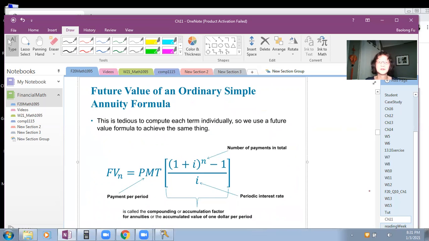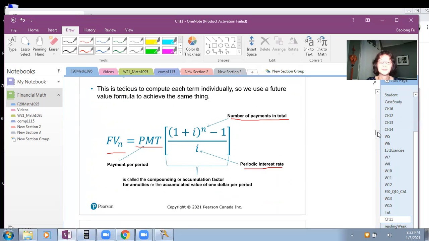Now, there is a formula to calculate future value. This formula says to calculate future value FV, you use periodic payment PMT times 1 plus I raised to power n minus 1 over I. I is periodic interest rate, n is number of payments in total.